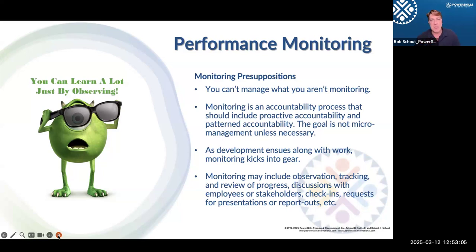It's an accountability process. Development kicks in as a part of monitoring, even though we saw the cycle of performance management that looked like a linear or looped cycle. In actuality, we're doing all of it at the same time. We're planning, we're monitoring, we're engaging in feedback at the same time, we're engaging in development at the same time. But development ensues as work is monitored. So we know what to develop, how to develop.